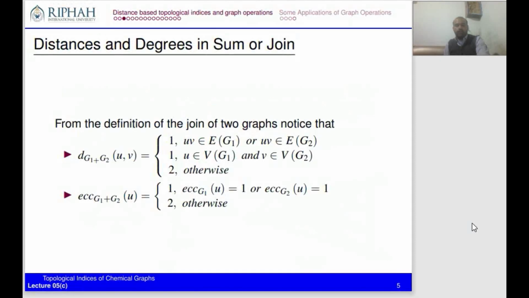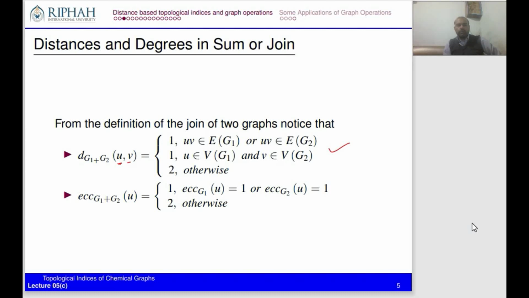So we have our next result. From the definition of join, the distance between two vertices U and V is 1 if UV is an edge of G1 or an edge of G2, or the distance between U and V is 1 if U belongs to graph G1 and V belongs to graph G2, or otherwise the distance between the two vertices is 2, as we saw in our previous example. So this is the result for the distance between two vertices in the join of graphs.